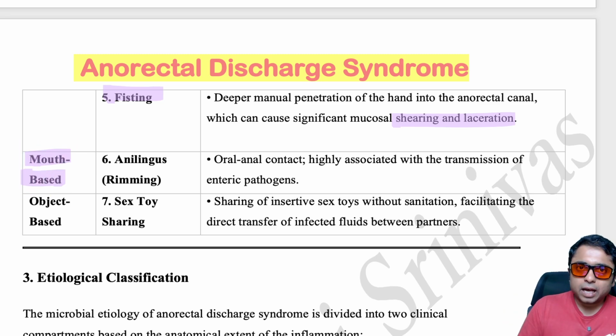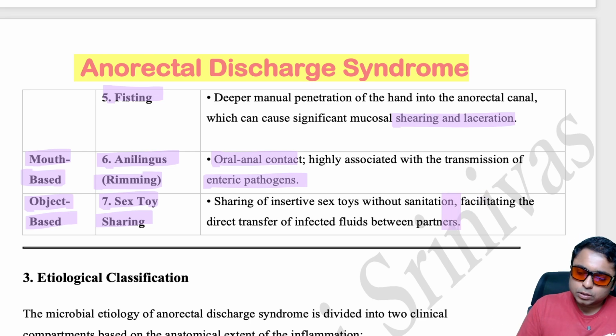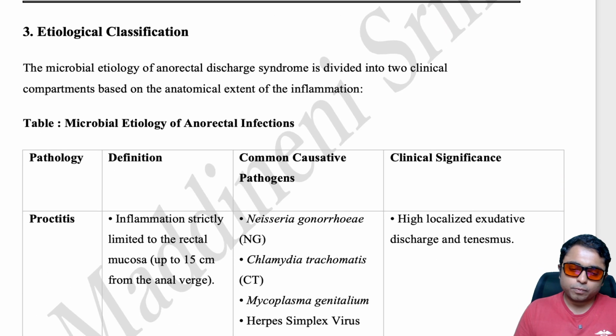Mouth based, we have rimming, which is anilingus, basically oral anal contact. It is highly possible that it could transmit enteric pathogens from one person to another. Object based, sharing of sex toys is also going to facilitate the transfer of infective organisms from one person to another because of fluid transfer.